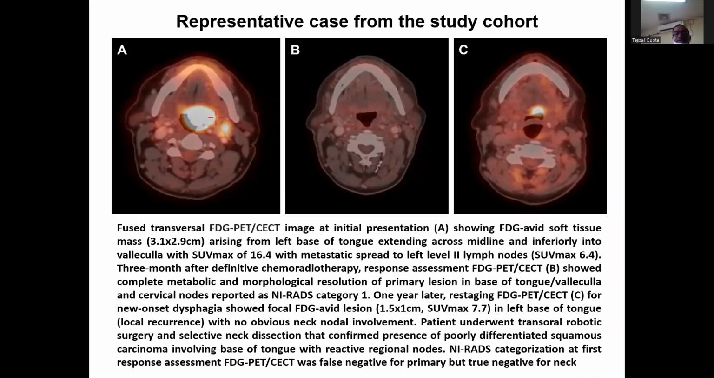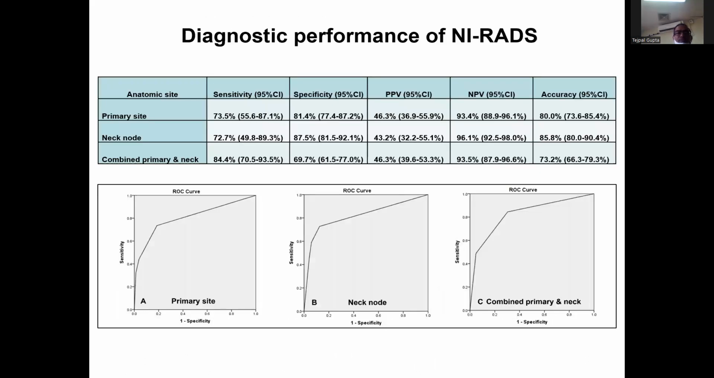So the NIRADS categorization at the time of the first response assessment scan was false negative for the primary, but true negative for the neck. This is the diagnostic performance of the NIRADS. So what we got was the sensitivity for combined was 84.4%. The specificity was 69.7%. Again, suboptimal positive predictive value, 46.3. High negative predictive value, 93.5, and overall diagnostic accuracy 73.2. The ROC curves are for primary site, neck, and combined primary and neck on the bottom panel.